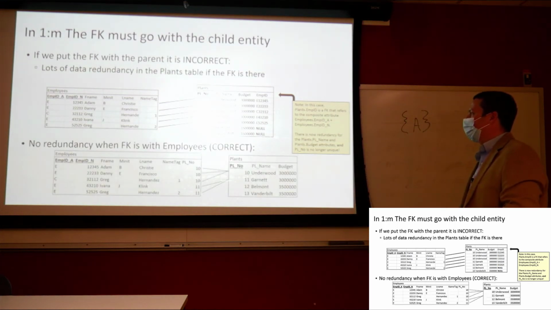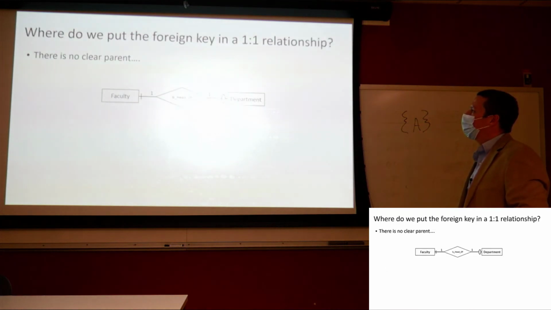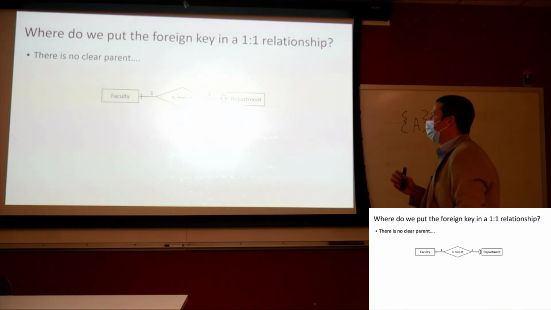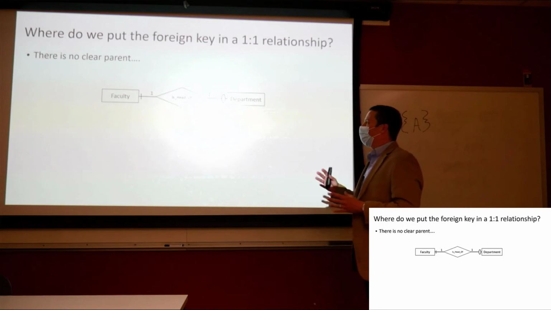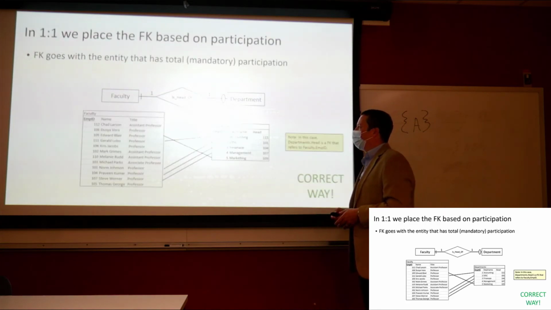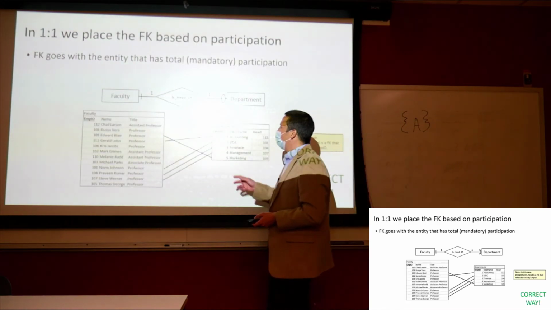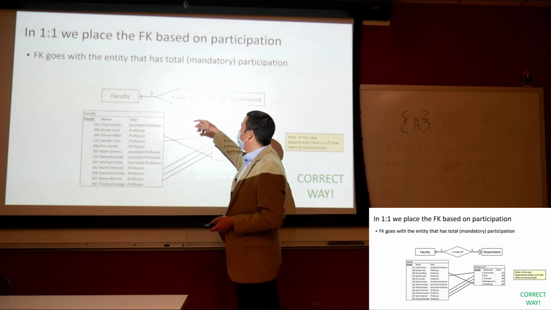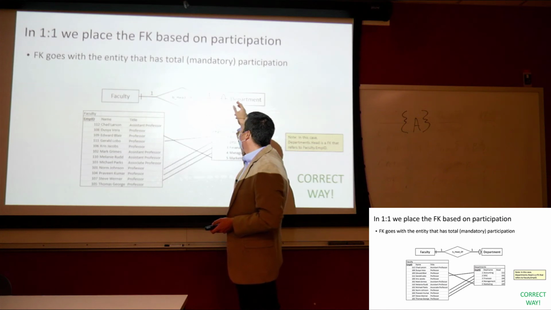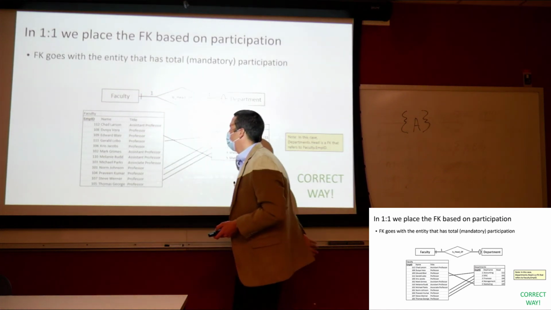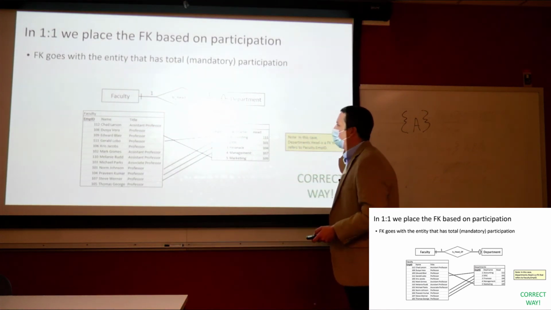Yeah, so this is the correct, this is the incorrect. Now, there's the question of what about when we have a one-to-one relationship where there is no clear parent or child, right? So we have this situation where we have faculty that are the head of departments. So faculty is head of a minimum of 0 and a maximum of 1 departments. A department always has exactly 1 faculty member.